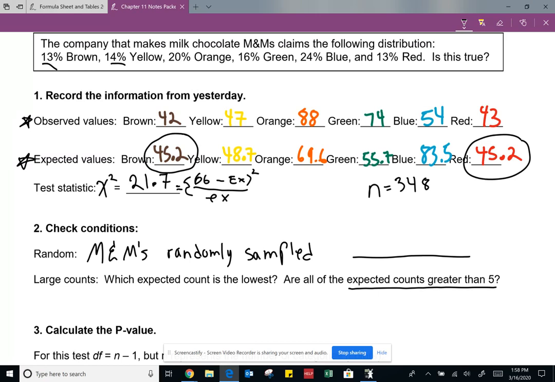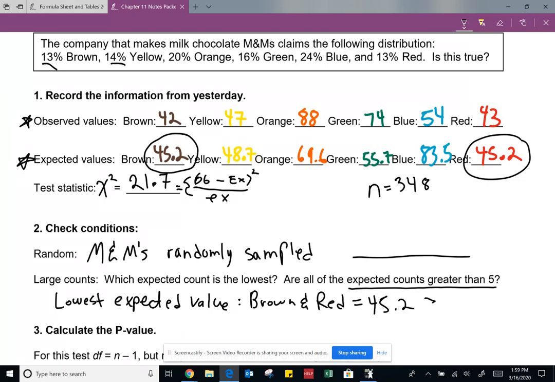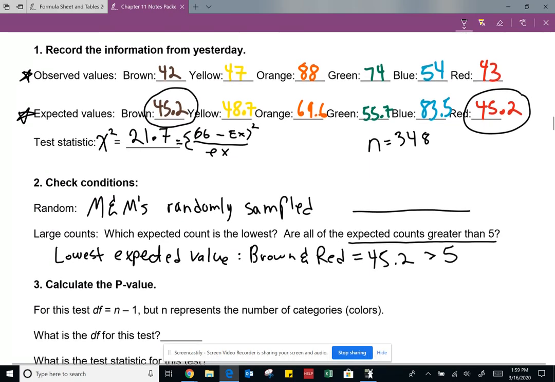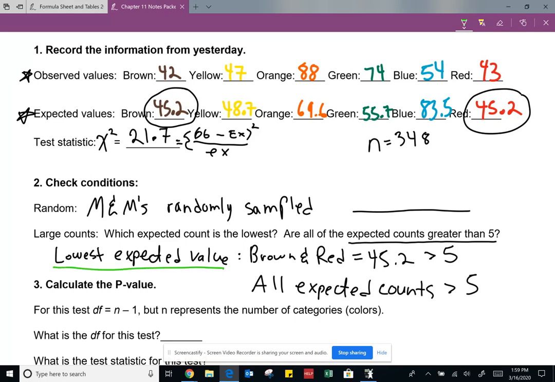So you start off by saying the lowest expected value, brown and red, is equal to 45.2, which is greater than 5. So 45.2 is our lowest expected value, and that's greater than 5. Therefore, all expected counts are greater than 5. This is the format that you're going to need to have every single time you do this: the lowest expected value is greater than 5, therefore all expected are greater than 5.